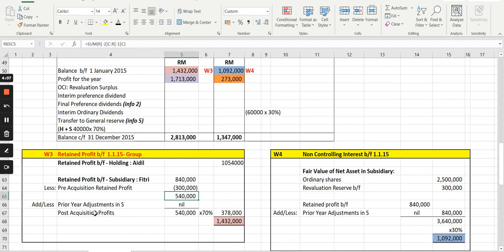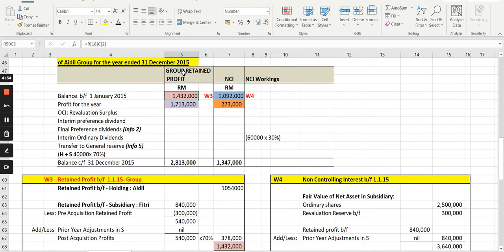So the post-acquisition profit, the adjusted figure is still the same, 540,000. Take 70%, which is our share, and that will give us the right to get the profit sharing of 378,000, and the total will make up 1.432 million, and this will be put here. So you are done with the one for the group.